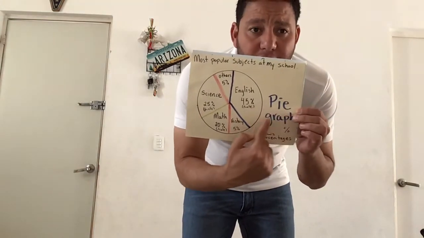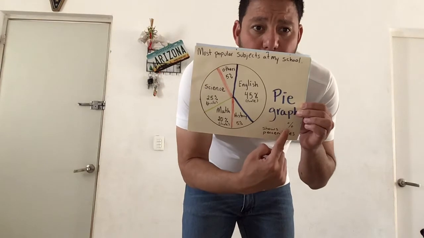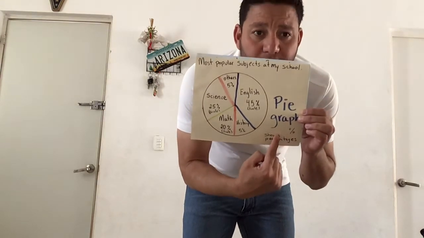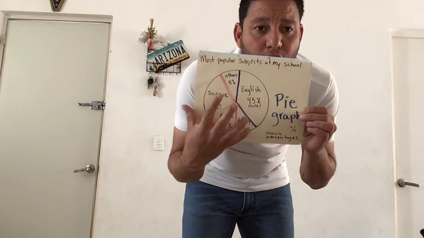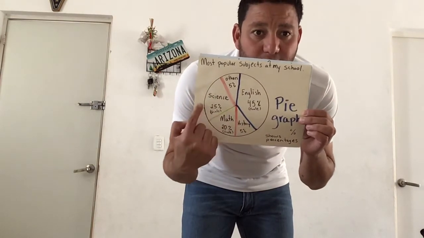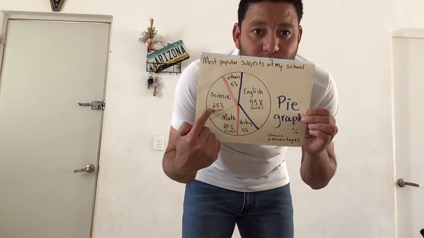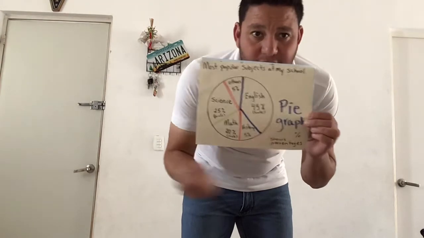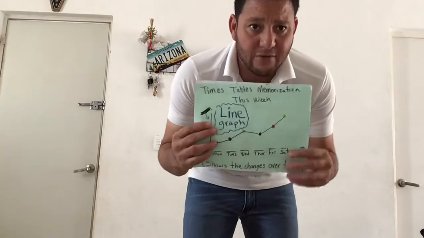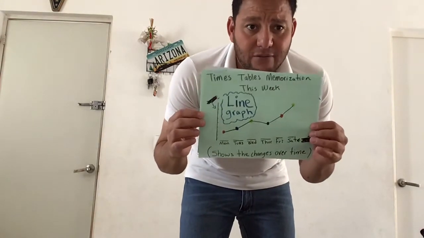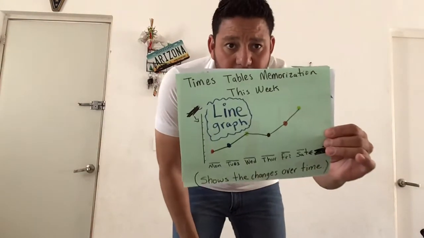In the pie graph, guys, we use percentage symbols, okay? It's to show the percentage of how popular, how big it is, okay? The second one was science with 25%, okay? So this is a pie graph. The next one we have here is a line graph. This is a line graph, okay?